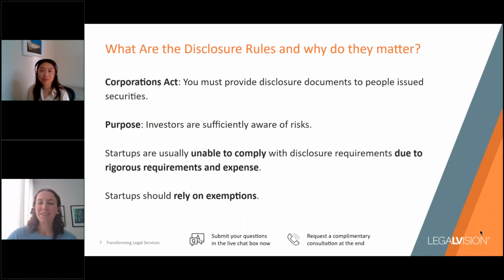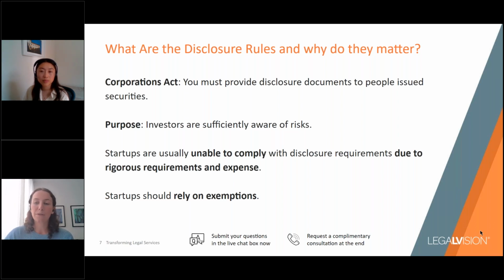Thank you, Sophie. So under the Corporations Act, you must provide certain disclosure documents to people who are issued securities in your company, unless an exemption applies, which Sophie touched on. The disclosure rules are relevant to consider in the context of ESOPs because the company will be issuing securities whenever it makes an offer to employees under the relevant plan. The securities will either be options or shares, depending on the structure of your plan. The purpose of the disclosure rules is to ensure that people who are investing into your company are aware of the risks that are involved with that investment. And this is why disclosure documents need to be provided to employees if an exemption doesn't apply.